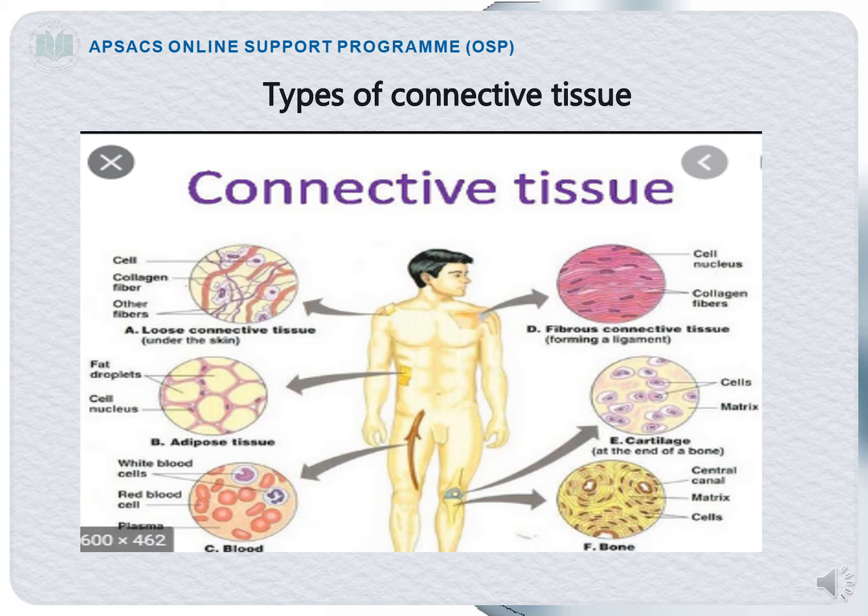Connective tissues are also found in the blood, as I have told you. It is also found in the fibrous connective tissue, in the cartilage and in the bone. So you can see that connective tissues are present throughout the body, either in the adipose tissues or blood, fibrous connective tissue, in the cartilage or in the bone. So connective tissues are scattered throughout the body.